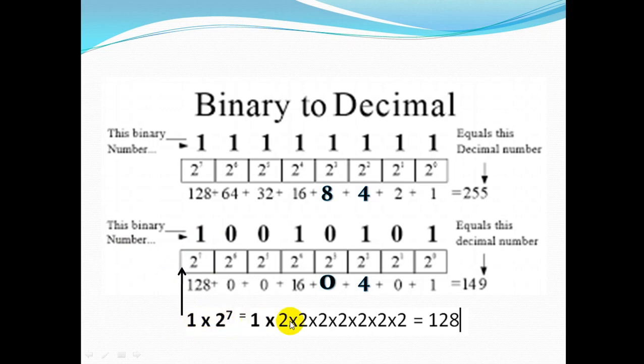2 raised to power 7 is the same thing as 2 times 2 in 7 places, which is 2 times 2 times 2 times 2 times 2 times 2 times 2. By the time you multiply 2 times 2, you get 4, times 2 you get 8, times 2 is 16, times 2 you have 32, times 2 you have 64, times 2 you have 128. 128 times 1, you're going to have 128. That is how that is done. I hope you are understanding as we proceed. I hope it's clear to understand.